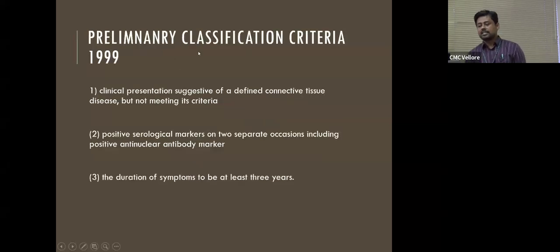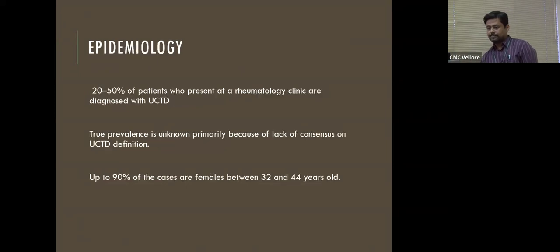This was a preliminary classification criteria which was proposed in 1999, still is being used and still being called preliminary criteria, which is that clinical features suggestive of CTD but not hitting criteria, positive serology markers at least on 2 occasions, including a positive ANA. And the third, the duration of illness to be at least 3 years. So this preliminary classification criteria actually excluded the evolving CTDs and rather only included the stable UCTDs.